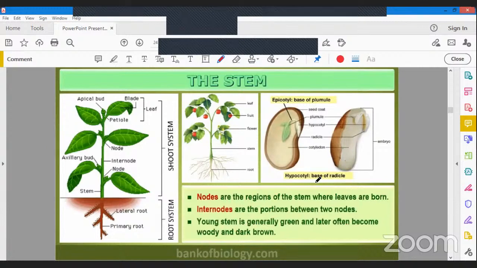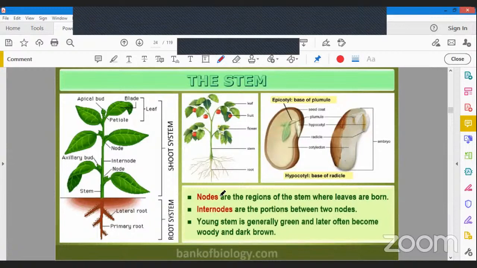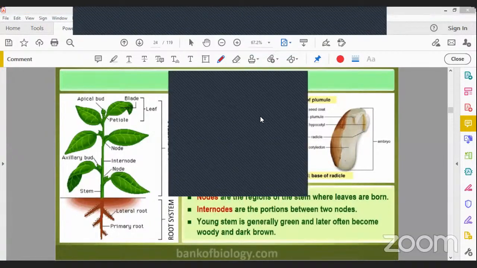Okay. Now, what are nodes? Nodes are the regions of the stem where leaves are born. Then internodes are the regions which are the spaces in between two nodes. So young stem is generally green and later often becomes woody and dark brown. So this is a common phenomena. So note what are nodes and internodes. It is from the nodes that we get leaves. Remember that, students.